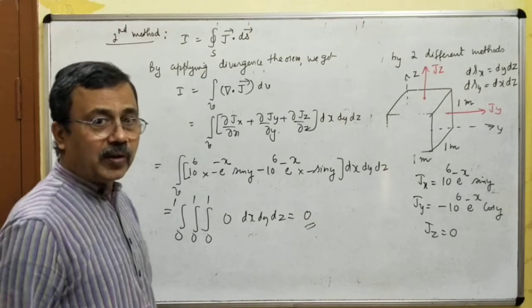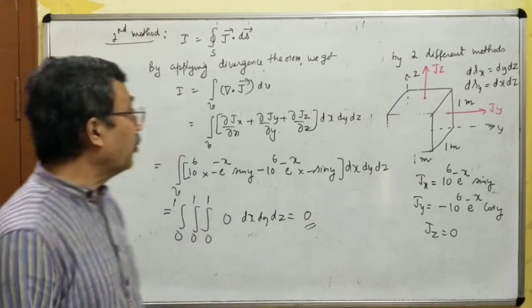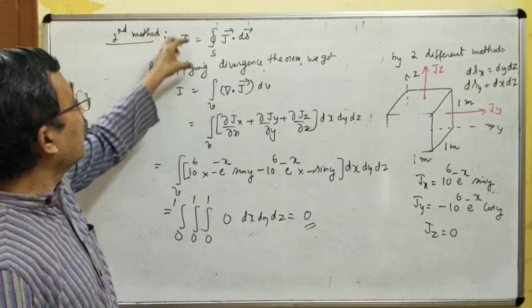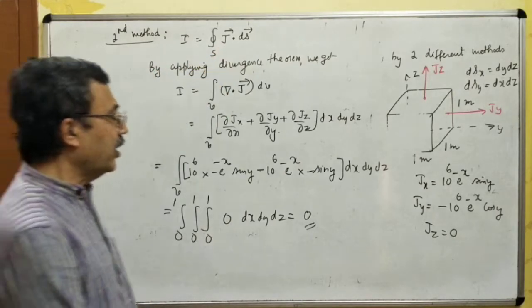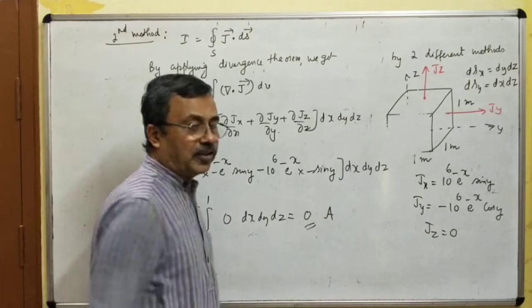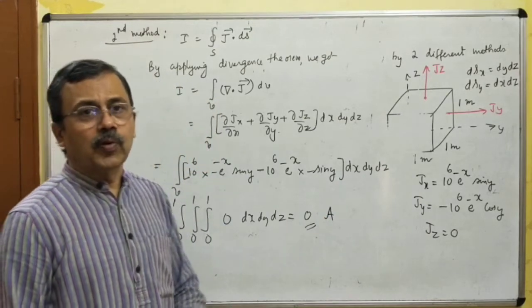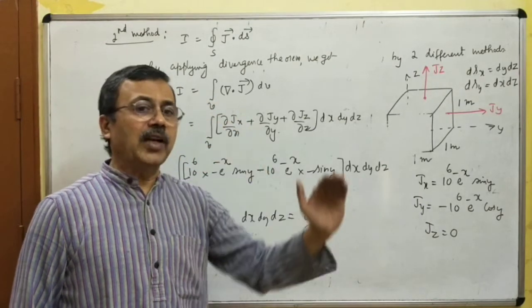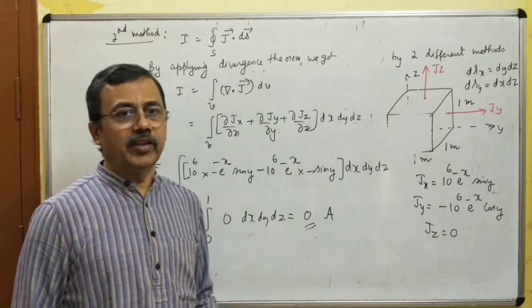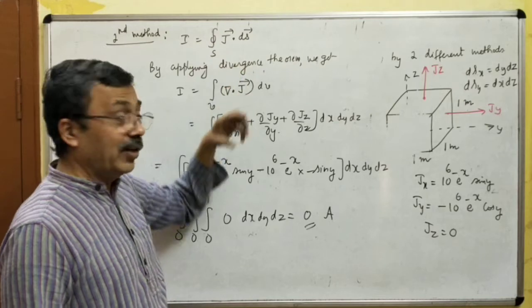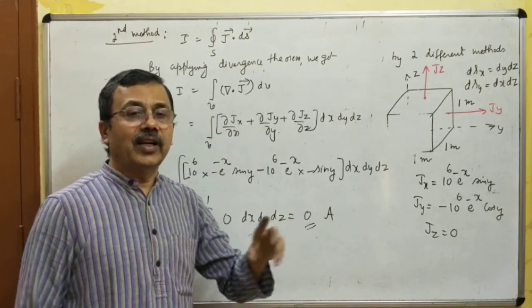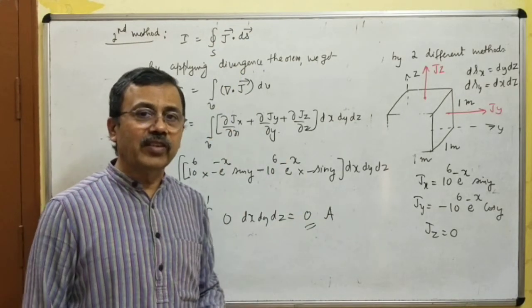In the first method you got 0. When you did the same problem by another method, which involves the application of divergence theorem to this closed surface integral, again you get the answer of the first method. Therefore, we have in fact verified divergence theorem. First we have evaluated the closed surface integral, then we have evaluated the volume integral, and hence showing that both methods give the same result. Thank you.